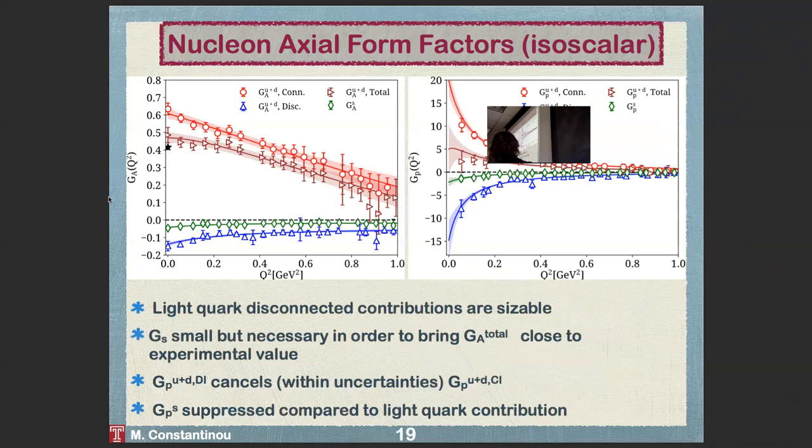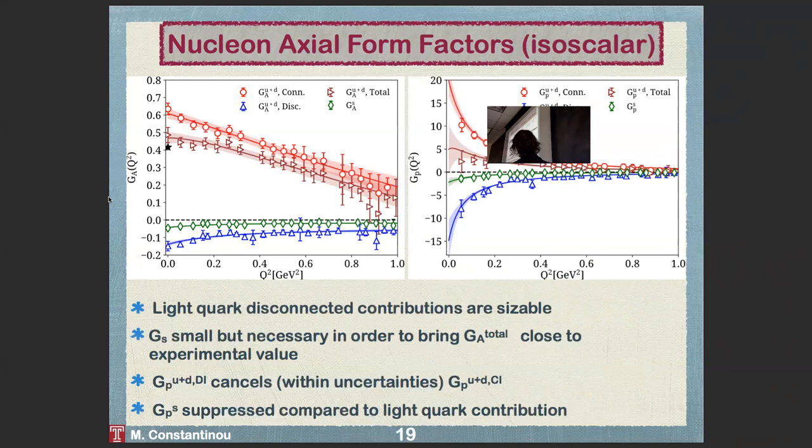But the point is that if you add all of them together to get U plus D total, which is the blue and the red, you get this maroon color, and you see that disconnected diagrams are not negligible, as we have claimed a decade ago with simulations at non-physical high mass. And more interesting is the case of the induced pseudoscalar, where we have a pion pole, but the same and opposite behavior we have for the disconnected contributions, and adding the two together, it gives a flatter behavior for the induced pseudoscalar form factor.